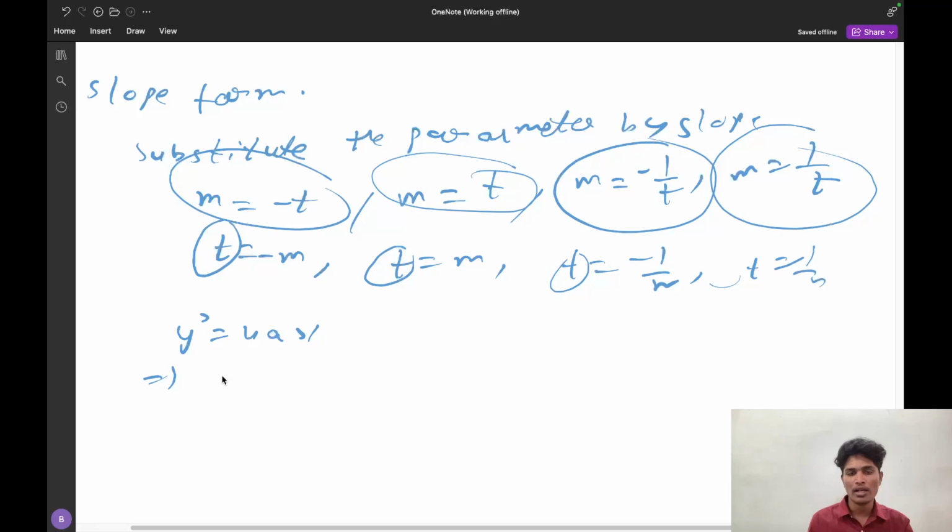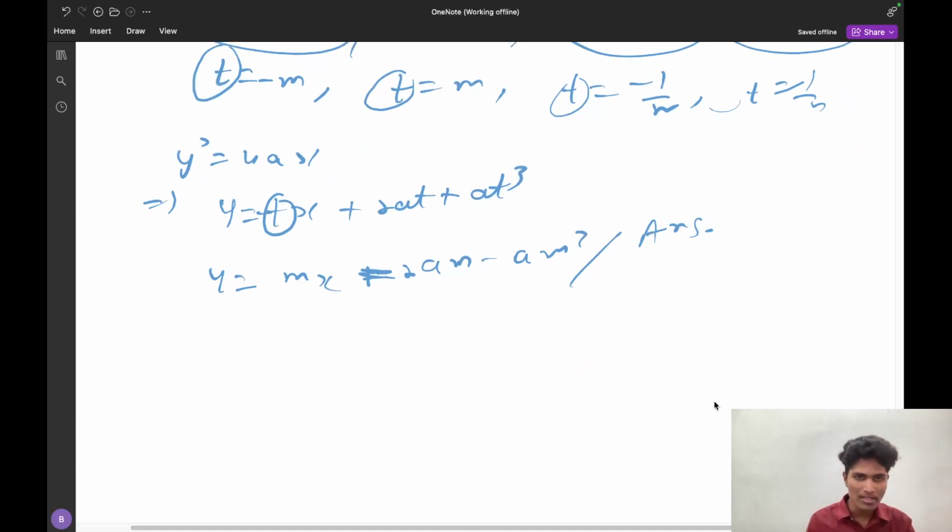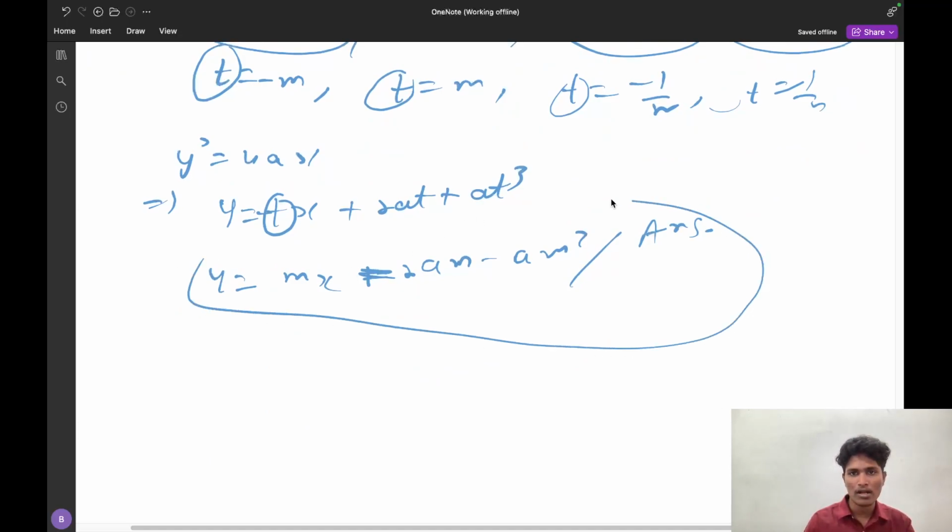I will get y is equal to tx plus 2at plus at cube. Here substitute t as minus m. y is equal to mx minus 2am minus am cube. That's it. This is the answer. Substitute everything; for everything, you have to substitute and find the answer. This is called the equation of normal in slope form.